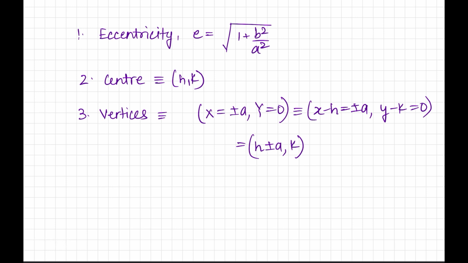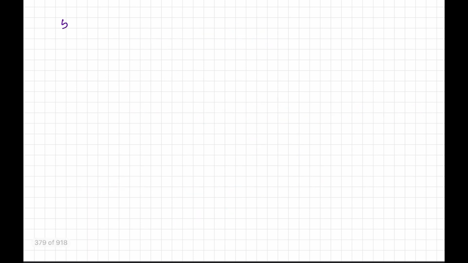Similarly, if we talk about the foci, the distance of the foci from the center is ae, and therefore we can write x minus h equals plus minus ae, and y minus k equals 0. Therefore the foci are given by h plus minus ae comma k. Next is the equation of the directrices. The directrices are given by x minus h equals plus minus a by e, and therefore x equals h plus minus a by e.